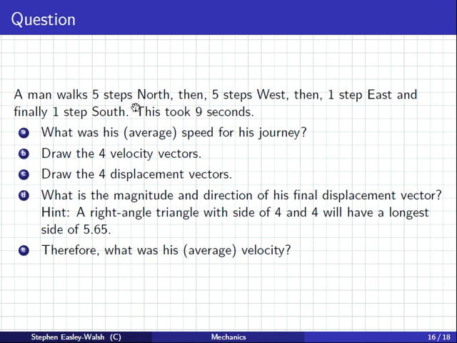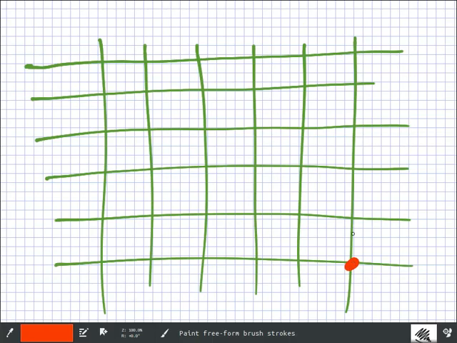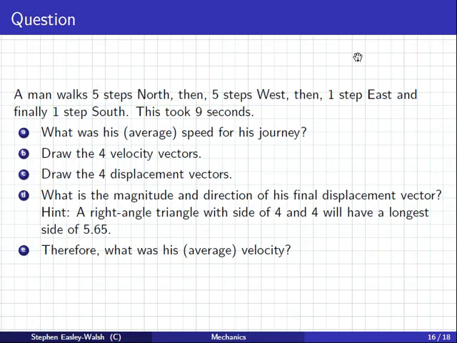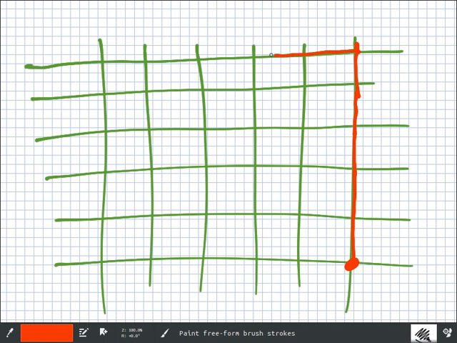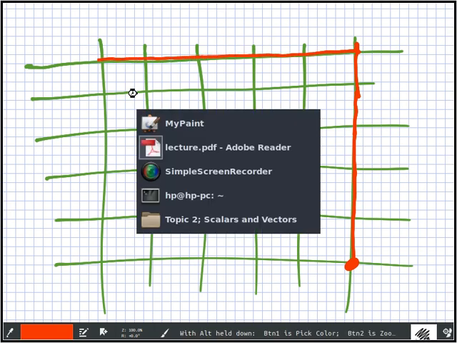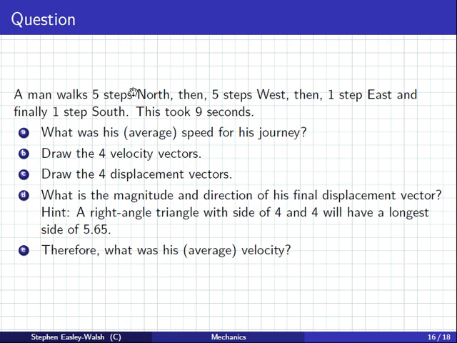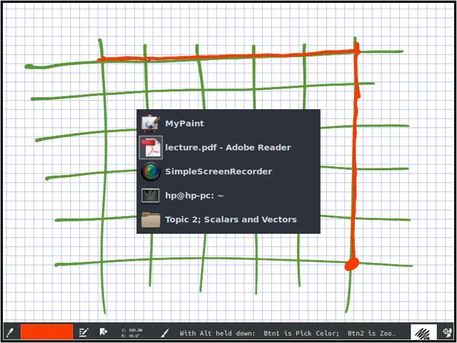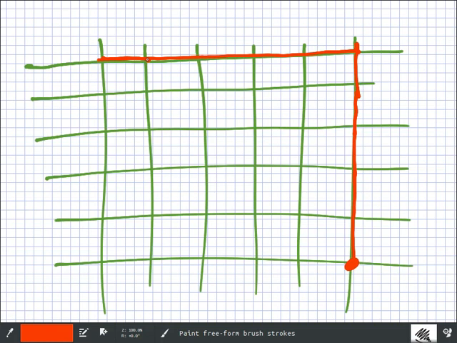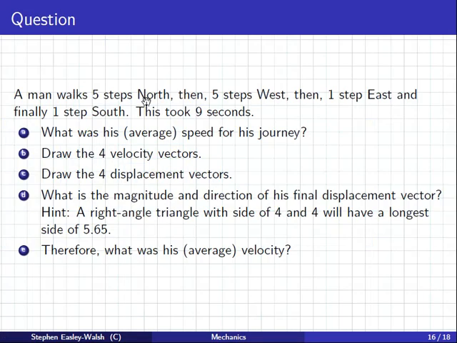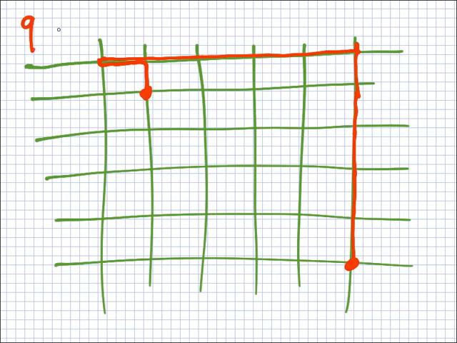A man walks 5 steps north. So we'll imagine he starts here, and then he goes 1, 2, 3, 4, 5. Then 5 steps west. 1, 2, 3, 4, 5. Then 1 step east. And finally, 1 step south. Let me loop that a little bit so you can see it, and then 1 step south. And he finishes here. Okay, fine. This took 9 seconds.